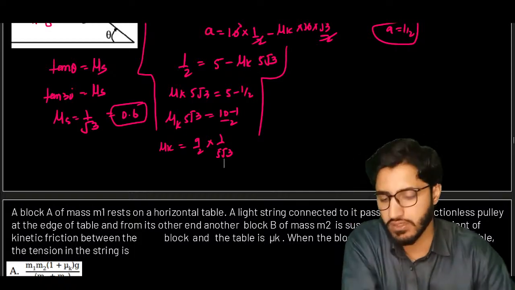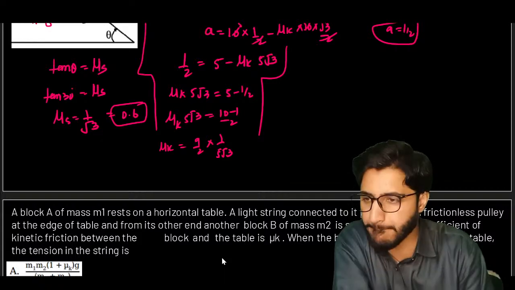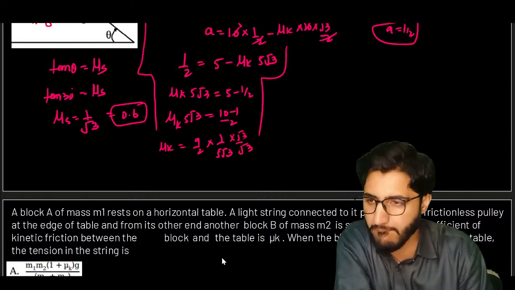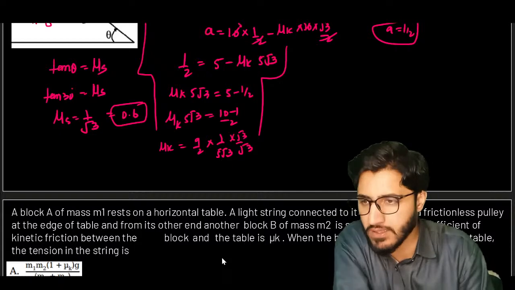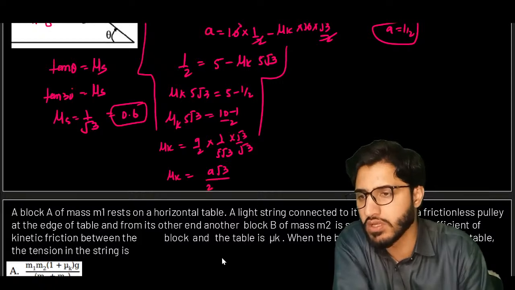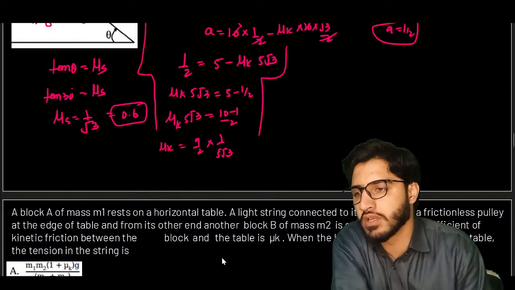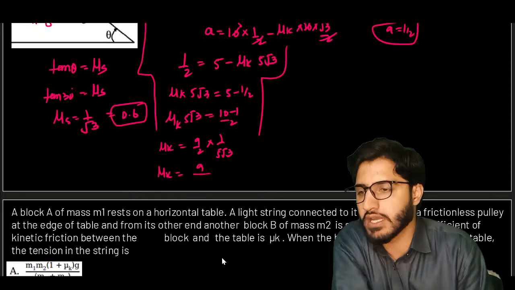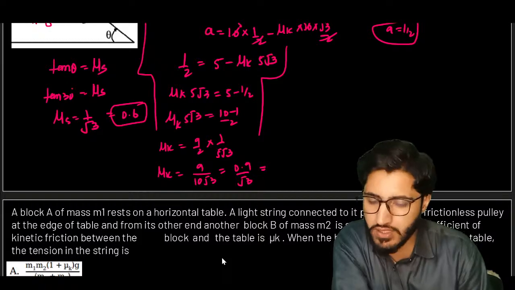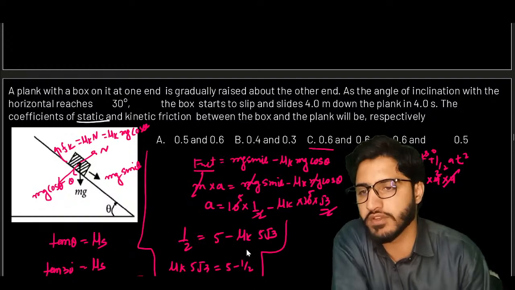So now I will simplify it, into root 3 into root 3. So how can I get it now? Nu k is 9 root 3 whole divided by 2. Or I can do one thing now. Look, nu k equals 9 by 10 root 3, that is 0.9 by root 3. Clear? It will be 0.5. Yes, so option D is correct.